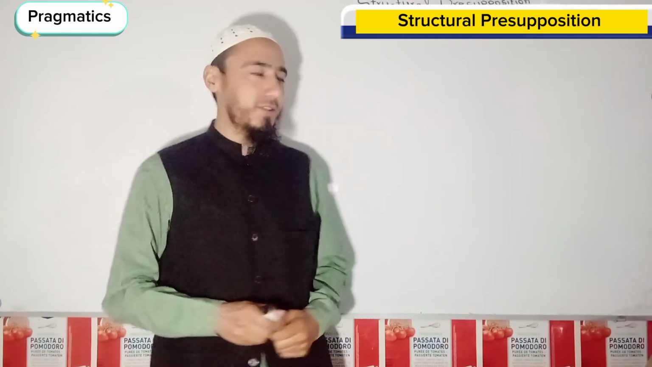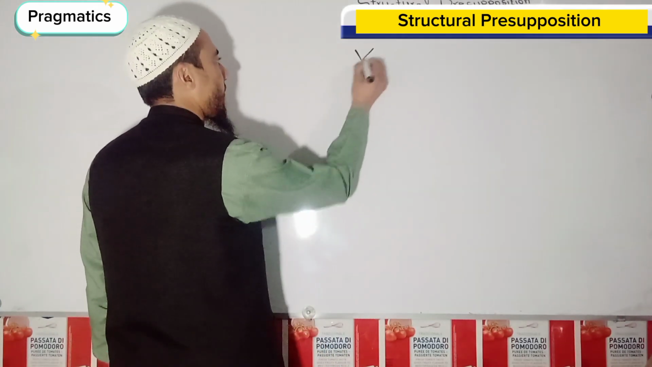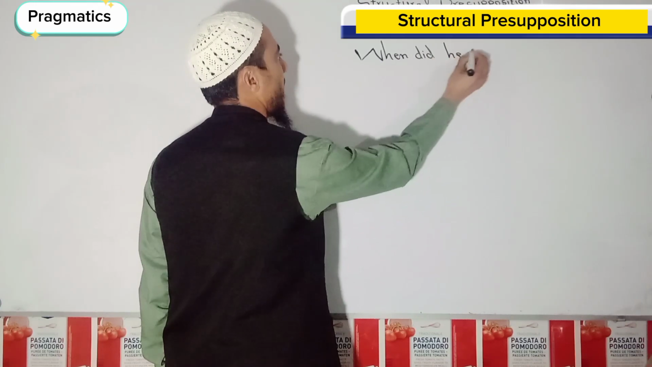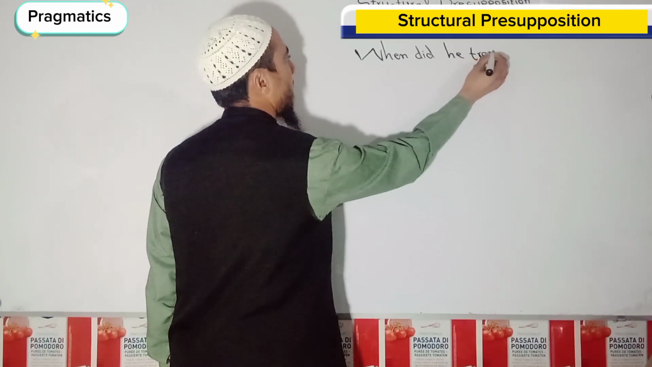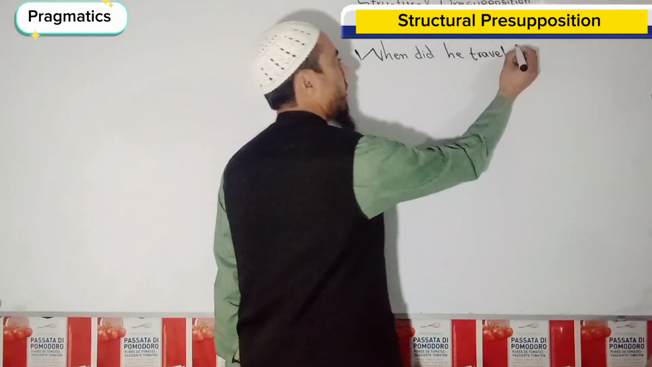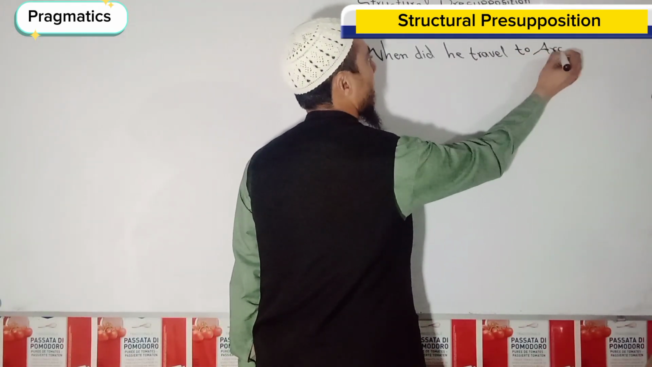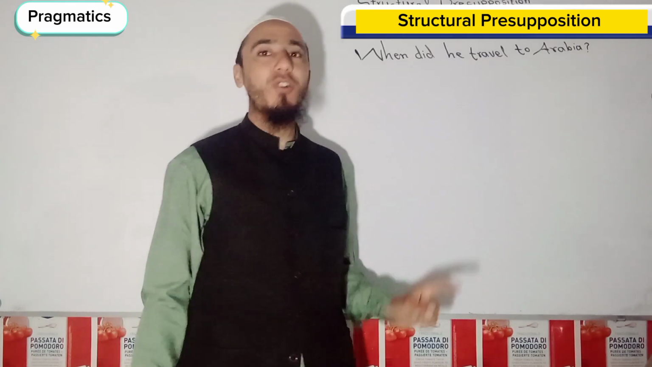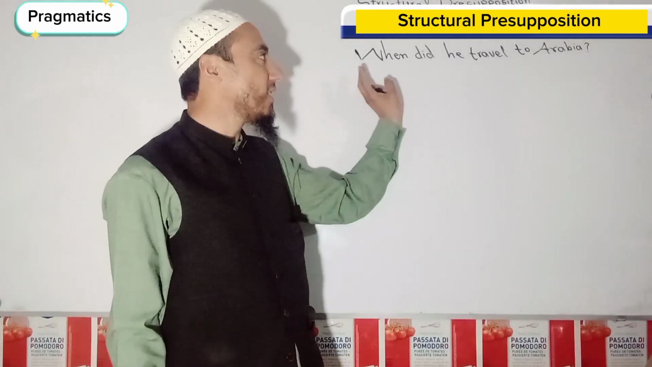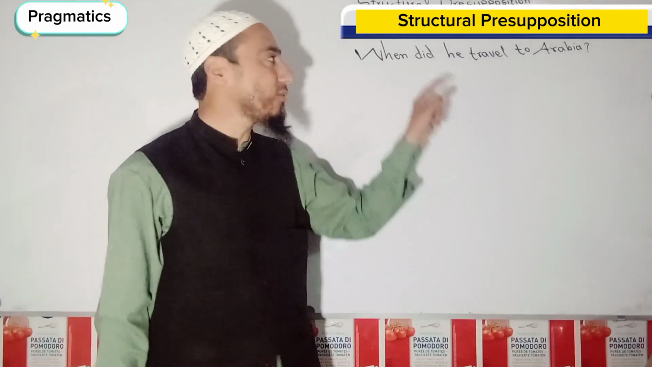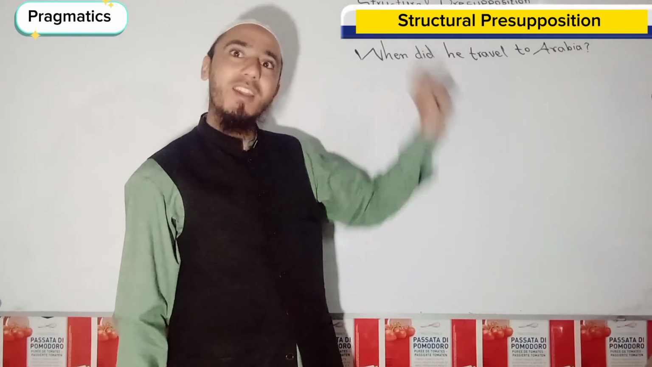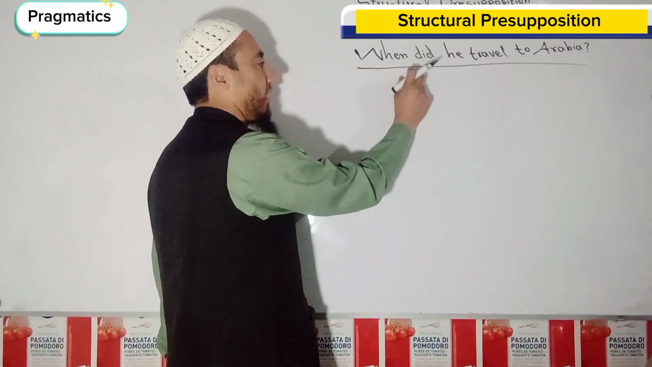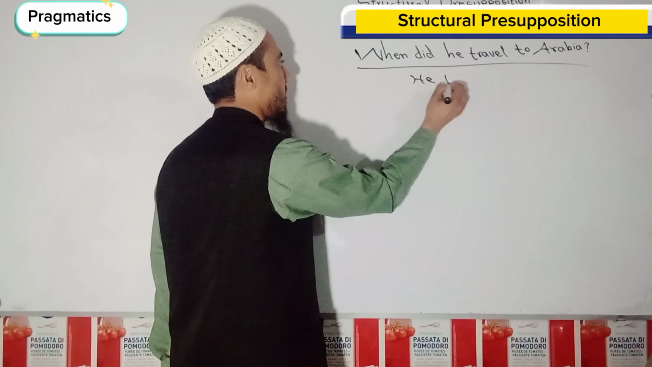Let me provide some examples. One example is, for example, we say, when did he travel to Arabia? Listeners and viewers, you see, when did he travel to Arabia? When a speaker asks a question, it means he knows. He presupposes that someone traveled. So the structural presupposition of this utterance is that he traveled.